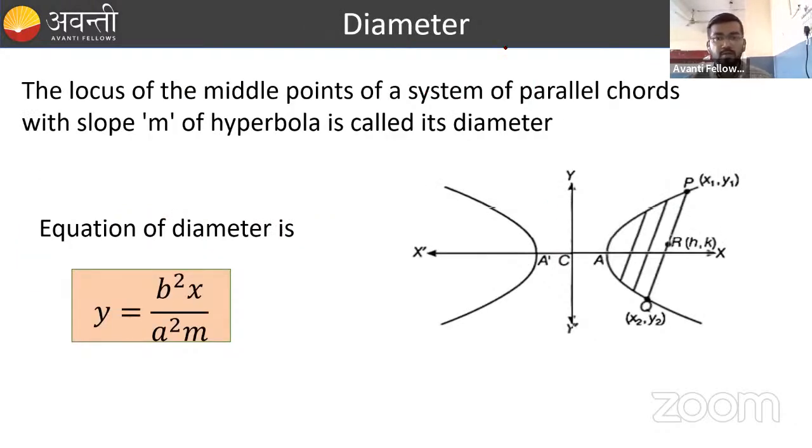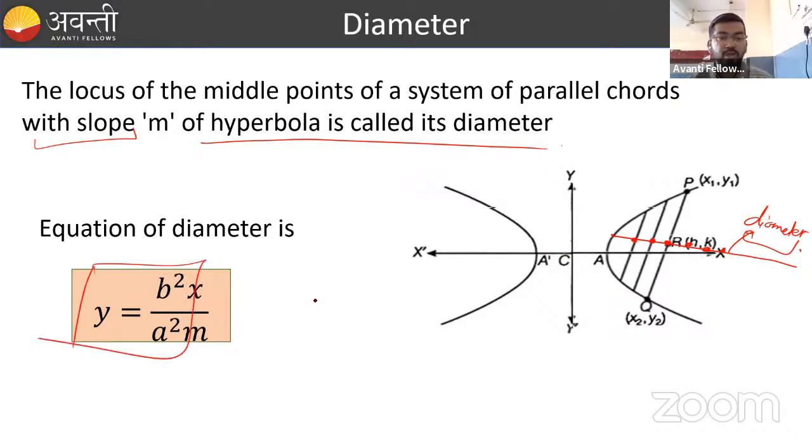The locus of the middle points of a system of parallel chords with slope m of a hyperbola is called its diameter. So these are the parallel chords. Whatever will be the locus of these middle points, here, here, here, this will become the diameter. So a parabola, a hyperbola also has a diameter. The equation of the diameter is given by y equals b square by a square m into x. What is this m? This m is the slope of these parallel lines.